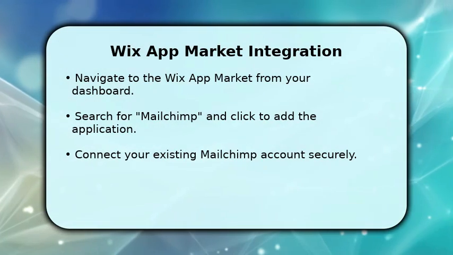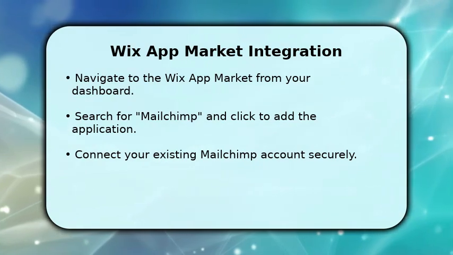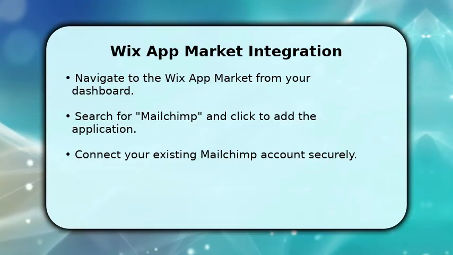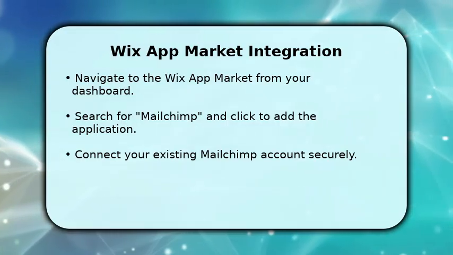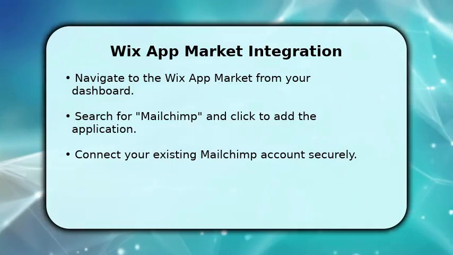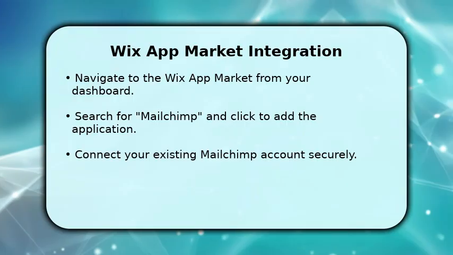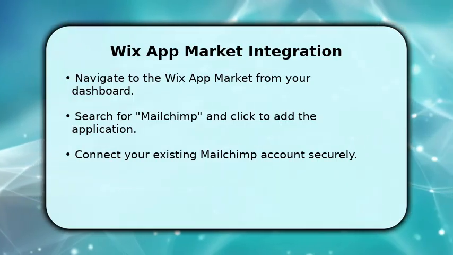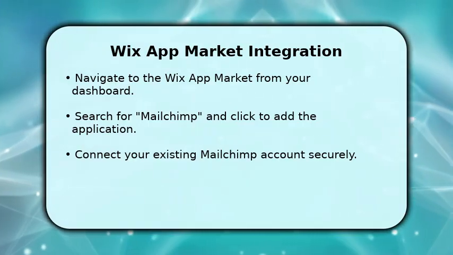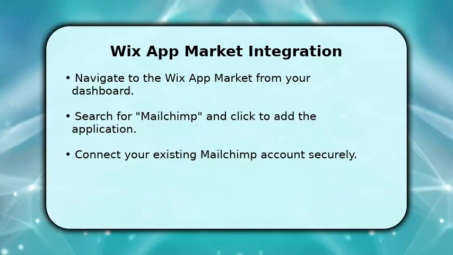The first method involves the Wix app market, offering a straightforward integration. Simply go to your Wix dashboard, find the app market, and search for Mailchimp. Once you add the app, you will be prompted to connect your Mailchimp account. This method allows you to quickly set up basic sign-up forms and pop-ups, collecting new subscribers with minimal effort. It's a great option for a fast and easy connection.